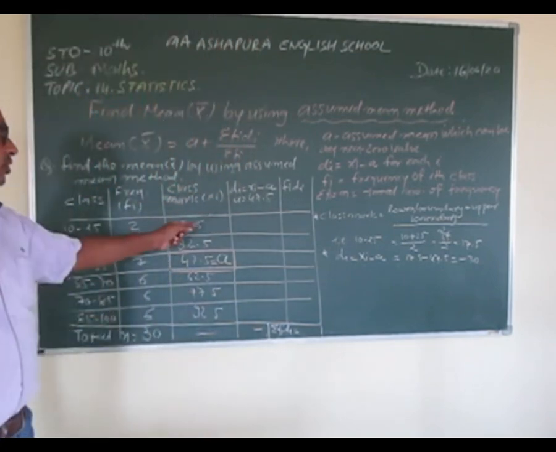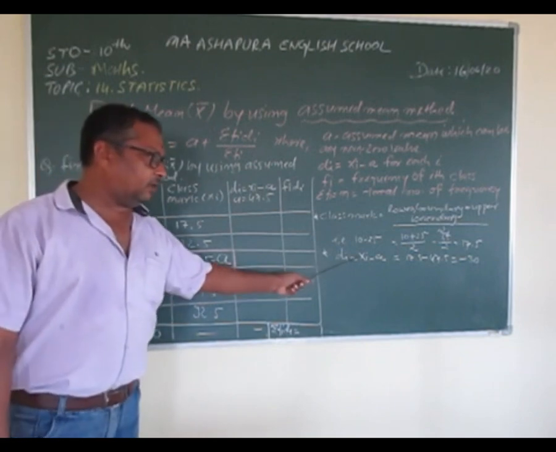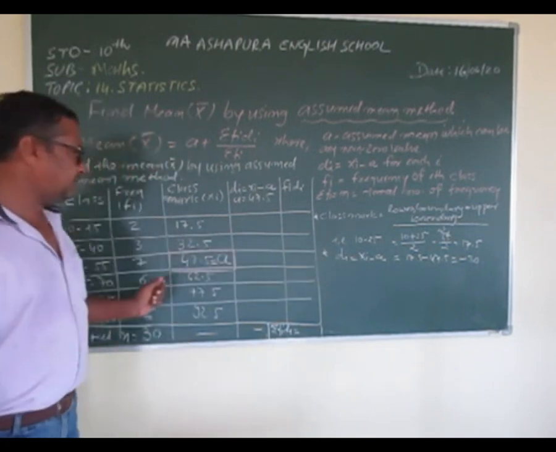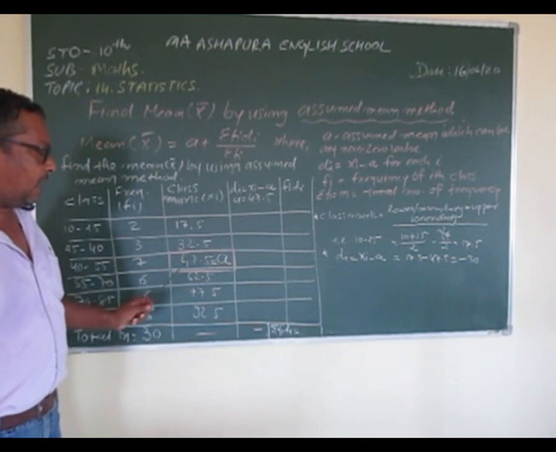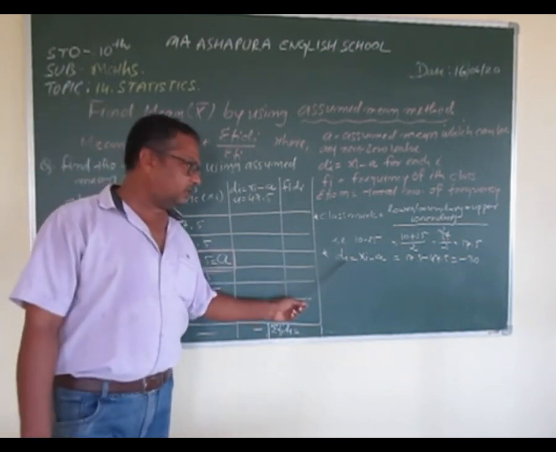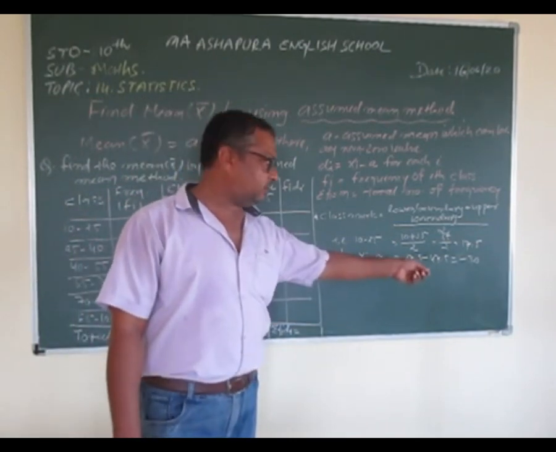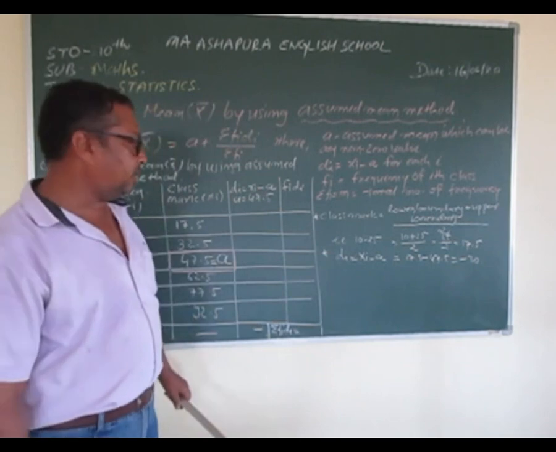Now the first di, how to find it? di is equal to xi minus a. Here xi is equal to 17.5 and a is equal to 47.5. So di is equal to xi minus a, which is 17.5 minus 47.5, and we get minus 30.